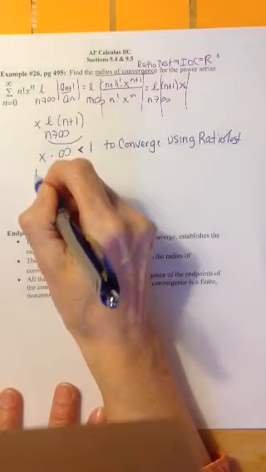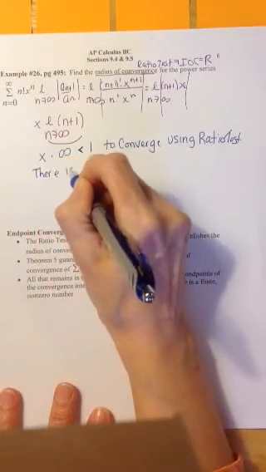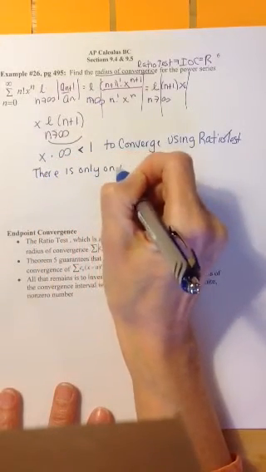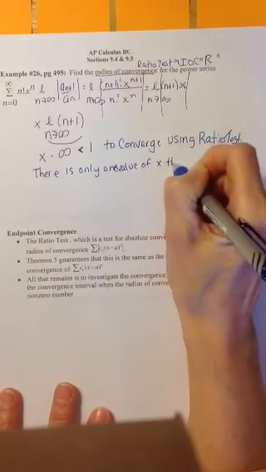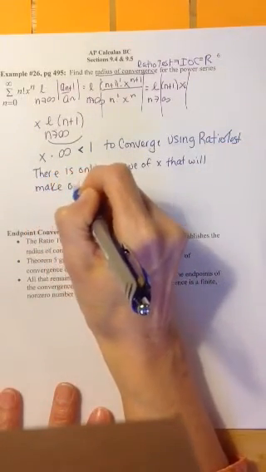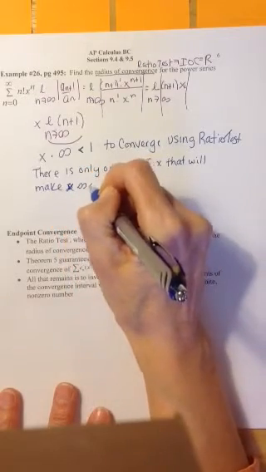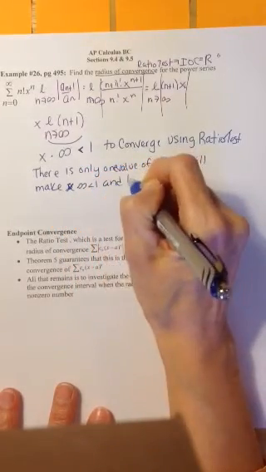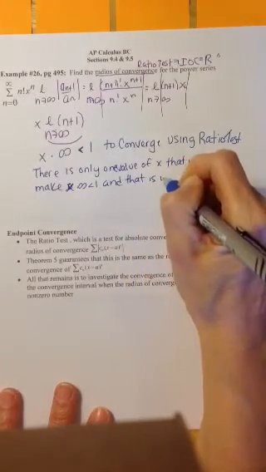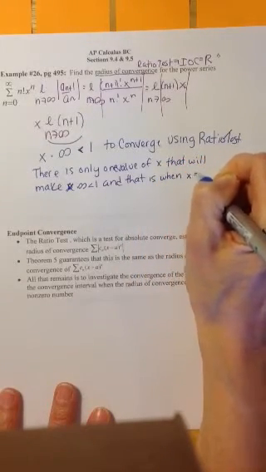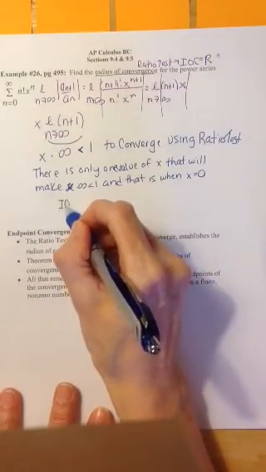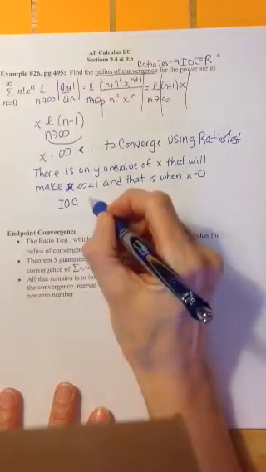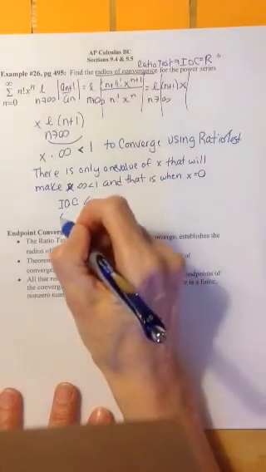So there is only one value of x that will make 0 or x times infinity less than 1, and that is when x is 0. So to answer the question, the interval of convergence is going to be x equals 0.